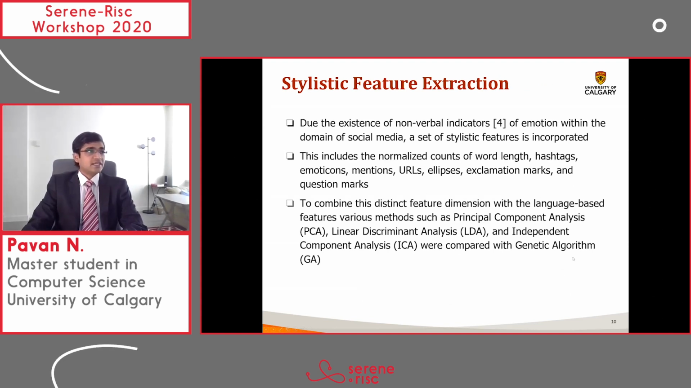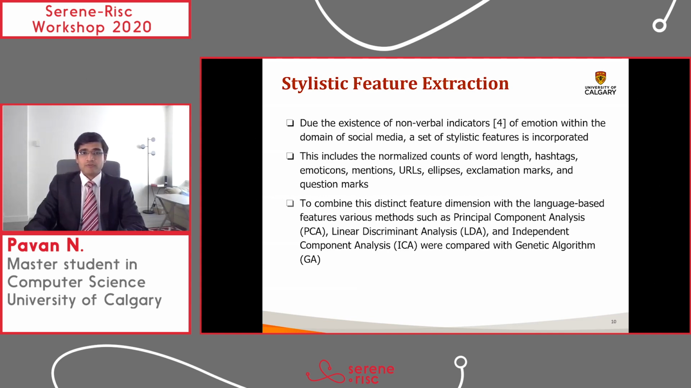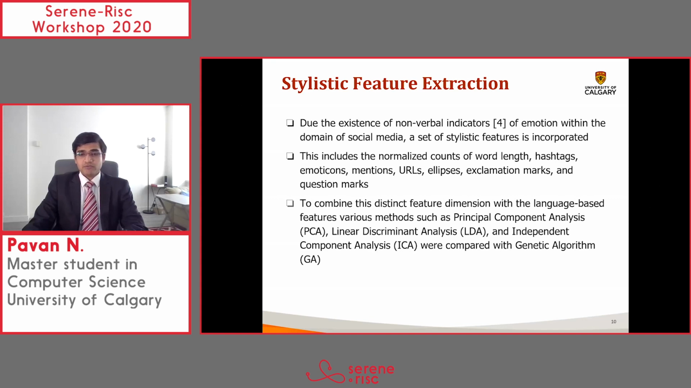So for our stylistic features, we represent the non-verbal indicators of emotion, such as the mentions that users make, the number of words within a tweet, the average number of URLs, or the average number of ellipses, exclamation marks, and question marks. These are considered as descriptive of emotion within our research domain. So we use all these three features.